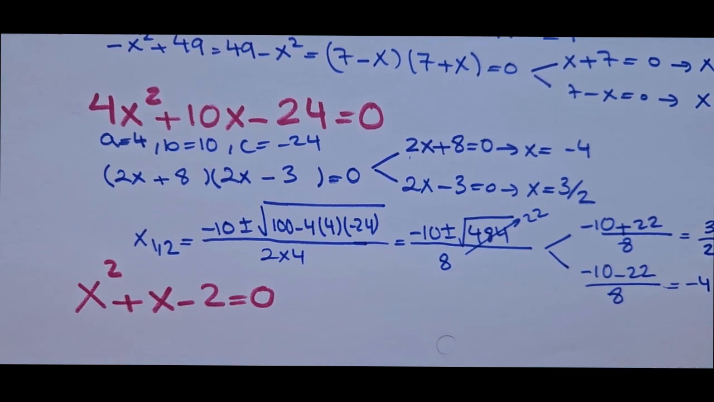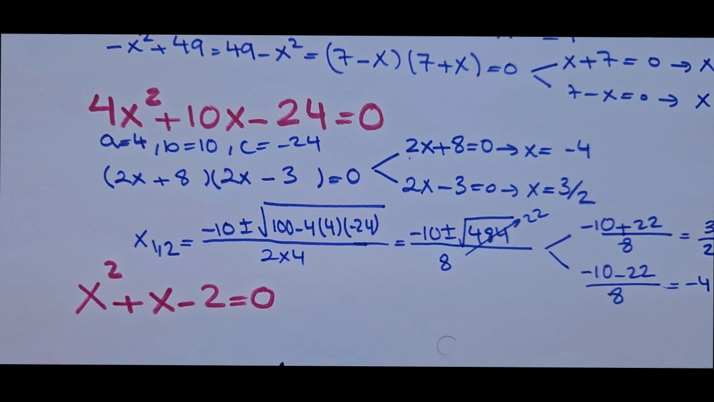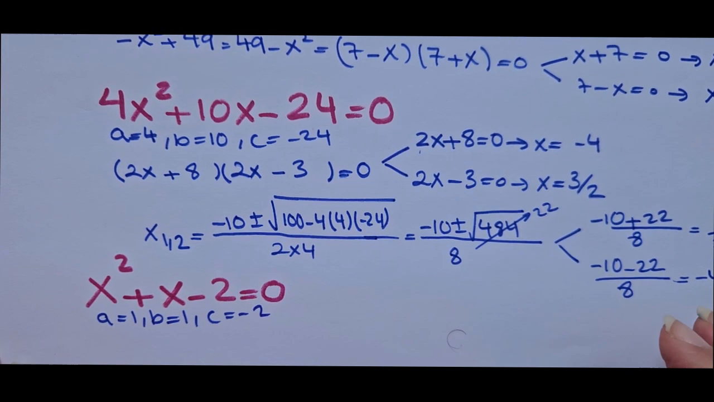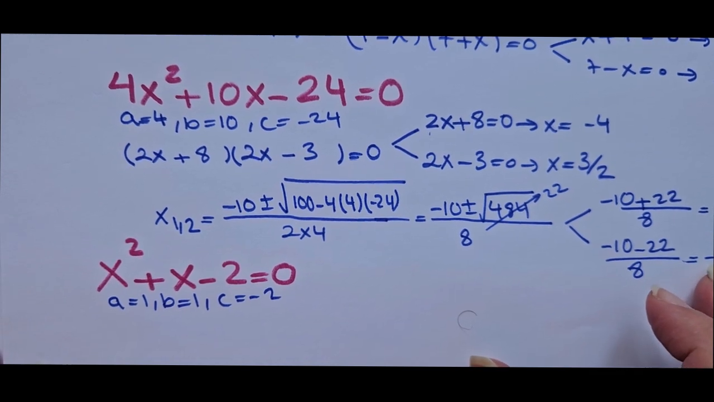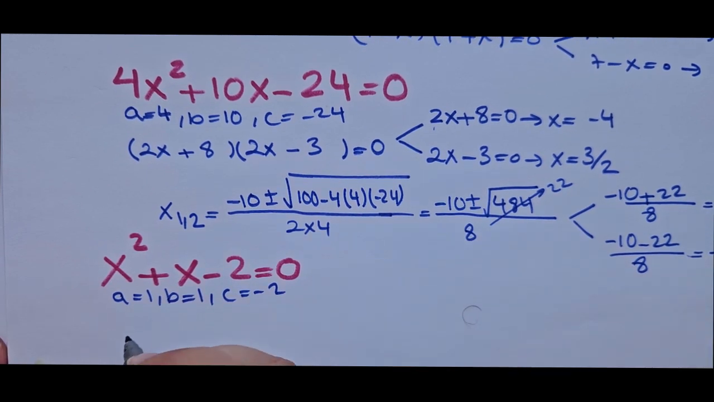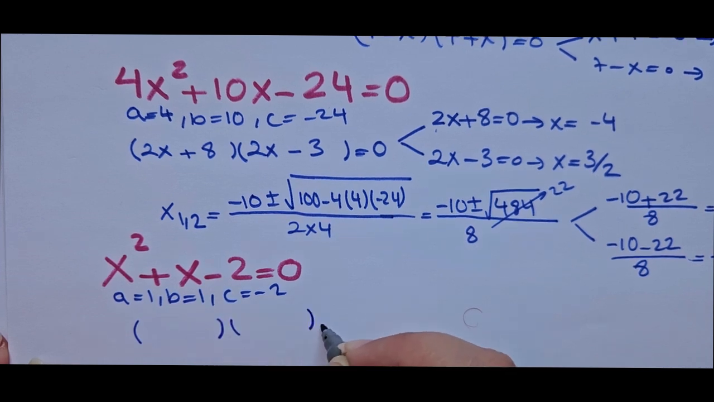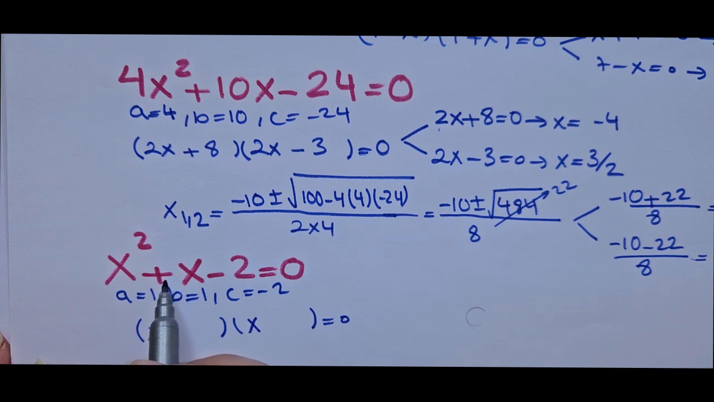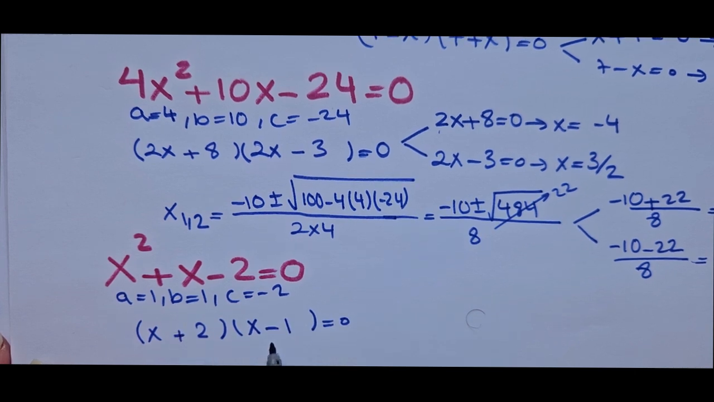Okay, third one. Again, I have a quadratic equation perfectly lined up from the biggest power to the lowest power. Here, a is 1, b is 1, c is negative 2. So here, you can use any of the methods as I just mentioned. I prefer to use factorization. So x, I'm looking for two numbers. If I add them, I get 1. If I multiply them, I get negative 2.